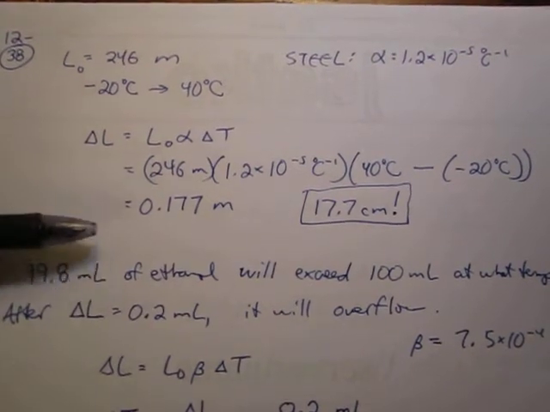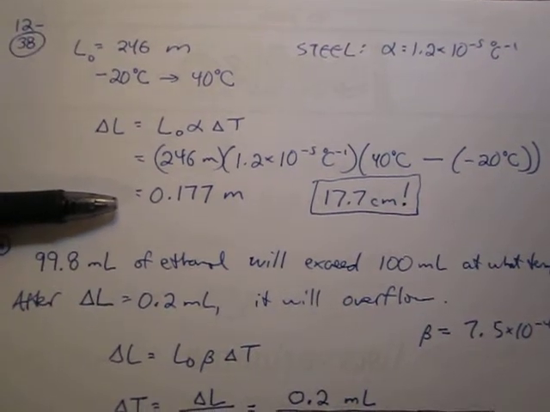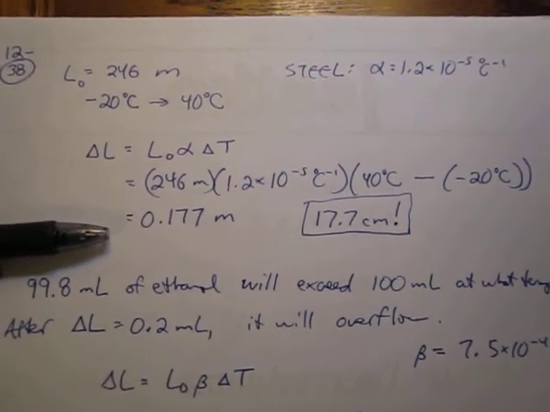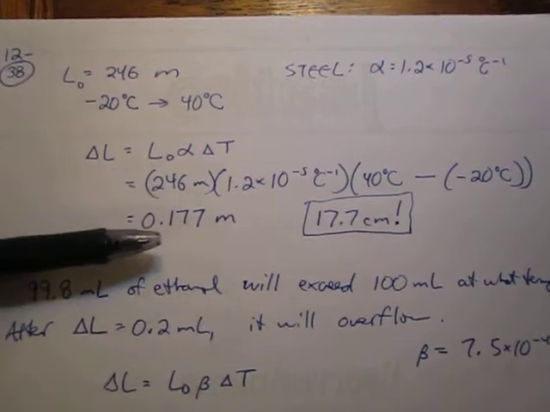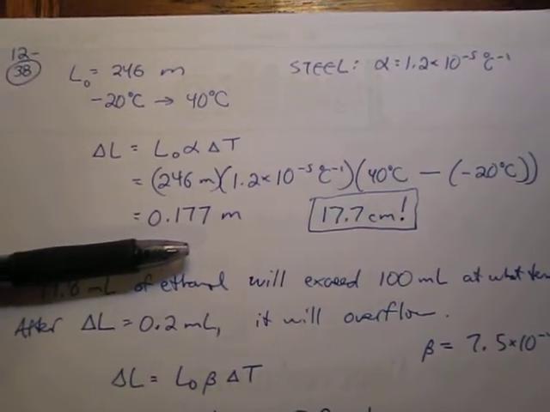So when we plug that in, we get a change in length of 0.177 meters. So this 246 meter skyscraper changes in length by 17.7 centimeters.